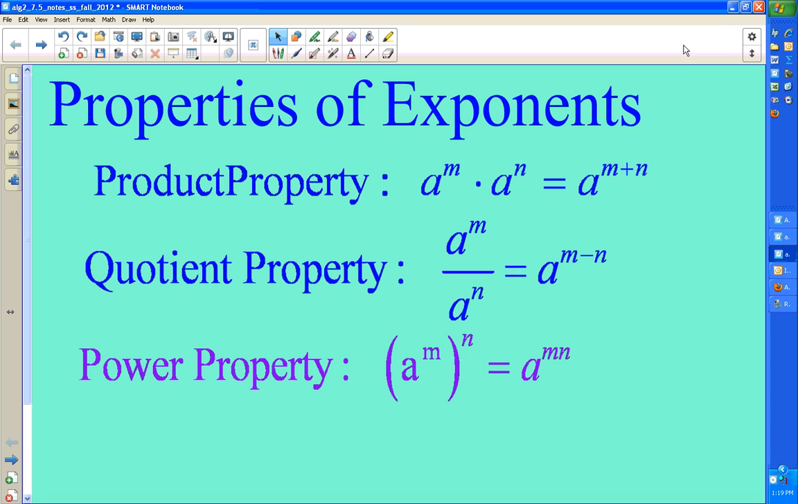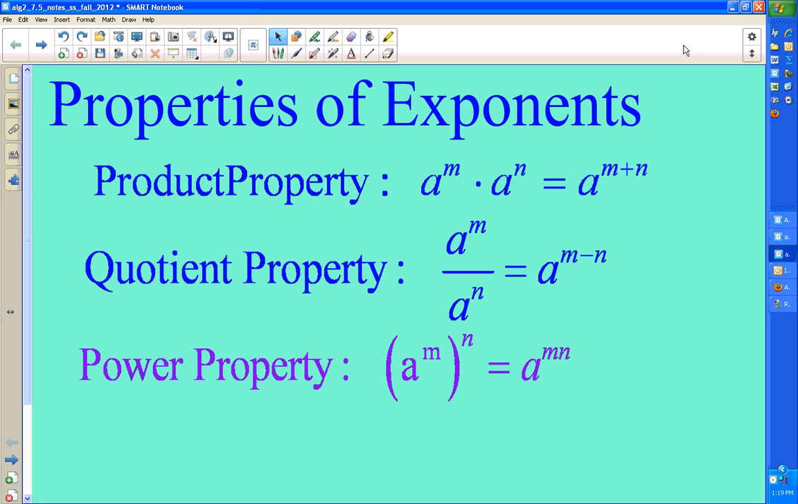Okay, what is a log? One word definition. A log is an exponent. If a log is an exponent, then the properties of logarithms have to be the same as, and here are your properties of exponents right here. You have a product property, you have a quotient property, and a power property.